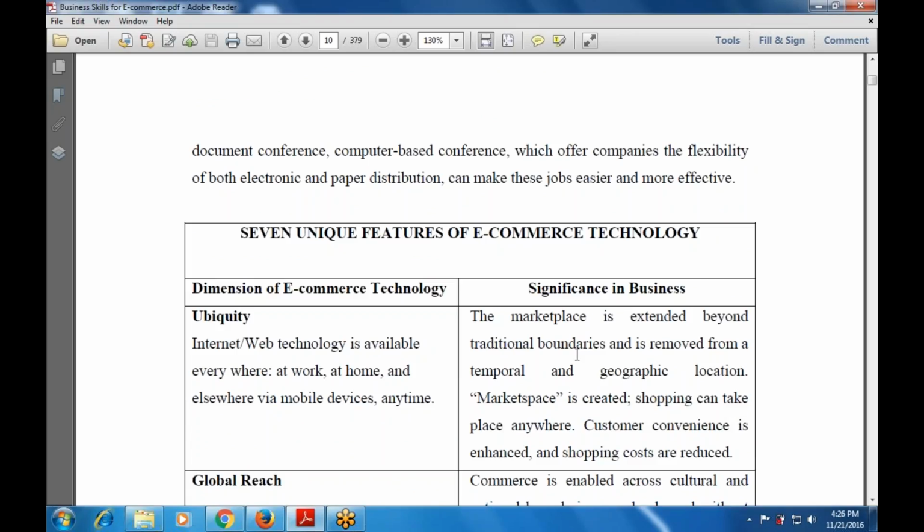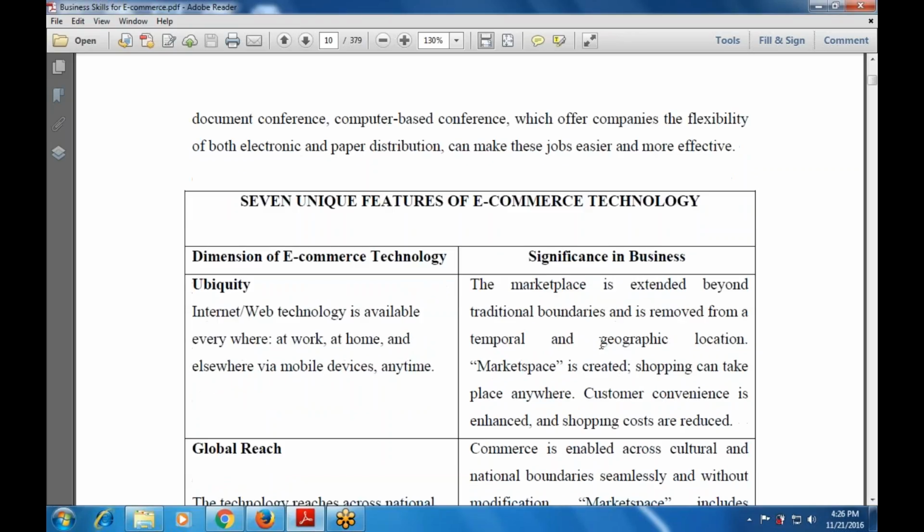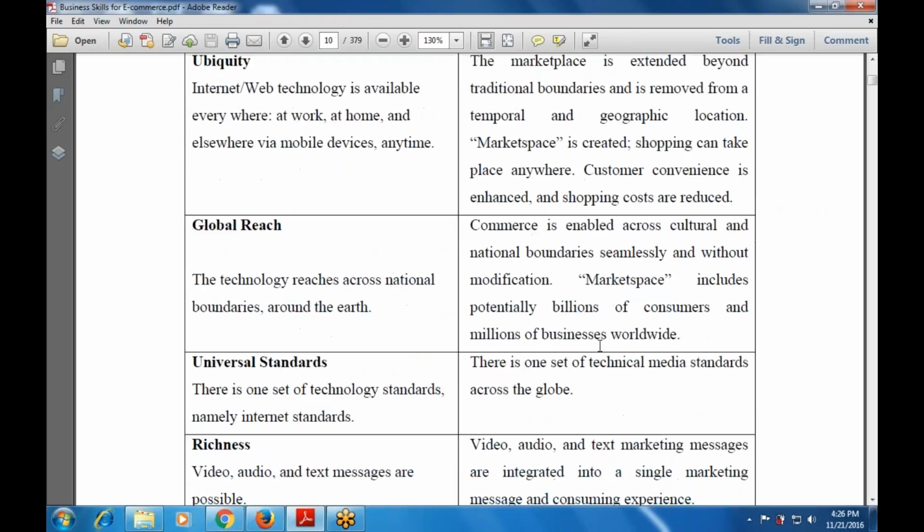First is the dimension of e-commerce technology, that is ubiquity. Then significance in the business: either it is used at work, home, or elsewhere via mobile devices. Then global reach, that is used across national boundaries around the earth, used with the market space.